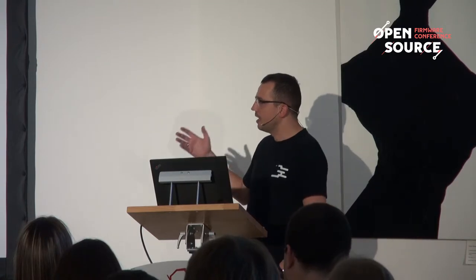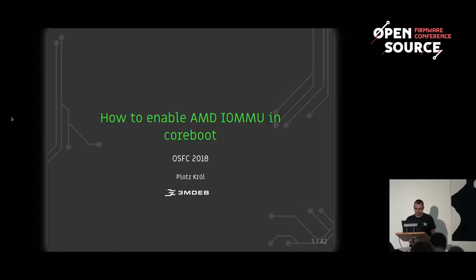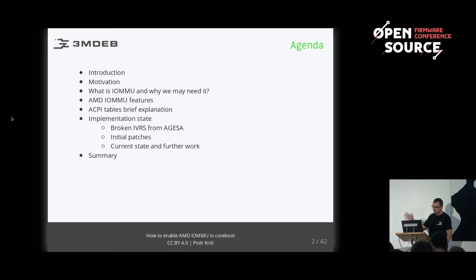I'm not an expert in memory management in firmware, so this is mostly my spare time work, where I tried to revive patches which were long abandoned. I needed these patches to enable some additional security features, and I would like to talk to you a little bit about that. So we will talk about the introduction, the motivation, what we need for enabling AMD IOMMU, which is mostly ACPI, but I will not bore you with details of the structures, just a high level. And what's the implementation state and what we want to do with that.